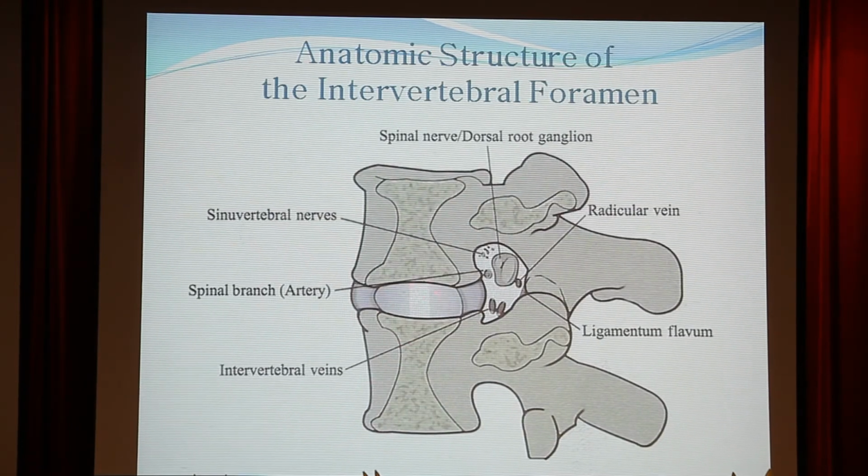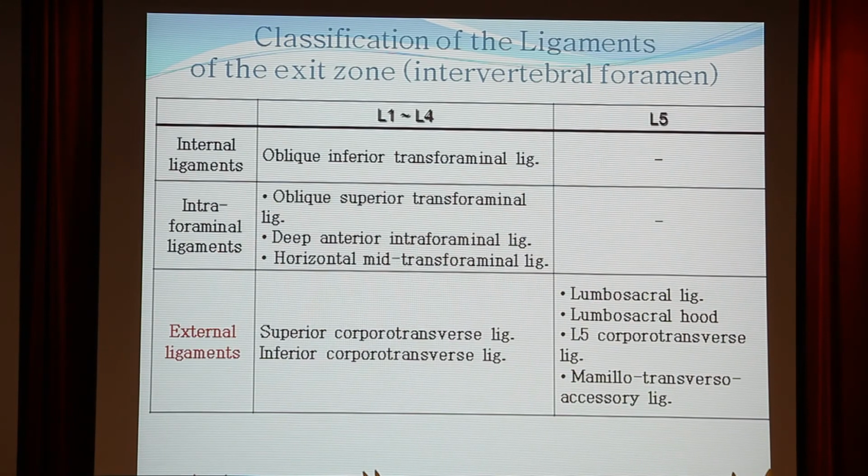So you can see the anatomic properties in the intervertebral foramen, and here you can see the nerve root with the dorsal root ganglion. This is not a safe area, you should not touch it. So the only area you can go safely is the posterior side of the intervertebral foramen, and there is a lot of ligament here. So we can remove this part, the ligament of the intervertebral foramen. External ligaments, such as the superior corporotransverse ligament and inferior corporotransverse ligament, are very important structures to be removed. For the L5 area, we have the lumbosacral ligament, the lumbosacral foot, the L5 corporotransverse ligament, and also the minor accessory ligament.